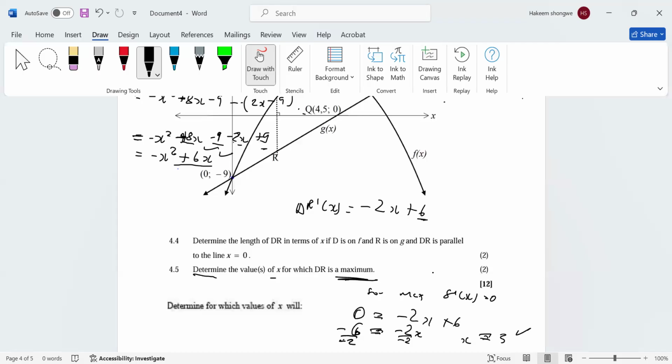So we get a mark for differentiation. We're also going to get a mark for making the derivative 0 and the answer, because they just said the values of x. They didn't say what is the maximum value. They just said for which values of x is this going to be maximum.